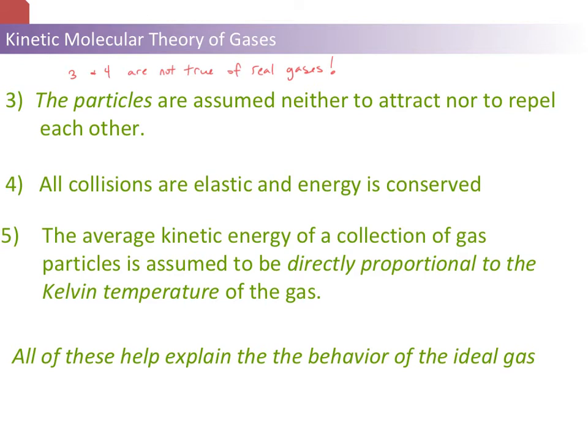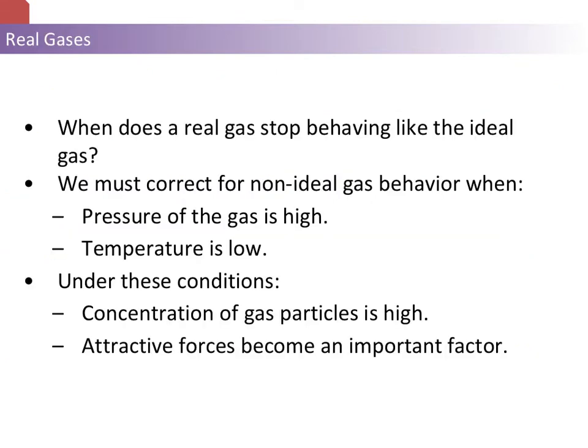Finally, statement number 5, the average kinetic energy of a gas is proportional to the Kelvin temperature of the gas. And this is once again true of ideal gases and real gases. These 5 statements all help explain the behavior of the ideal gas. Now let's discuss when the real gases deviate or stop behaving like the ideal gas.